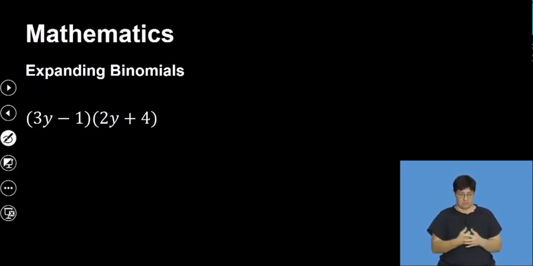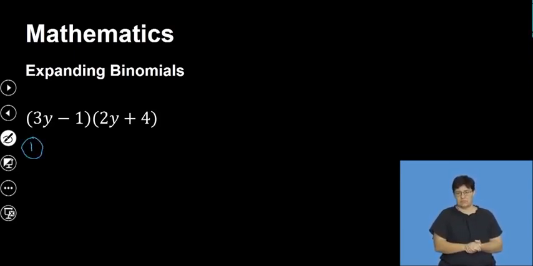Now let's look at a typical example of what this means. If I have (3y minus 1) multiplied by (2y plus 4), two ways. You can use FOIL, you will get the same answer. You can use the distributive property, it will give you the same answer as what you did when you use FOIL. So I'm going to use both of them just so that you can see what I'm talking about.